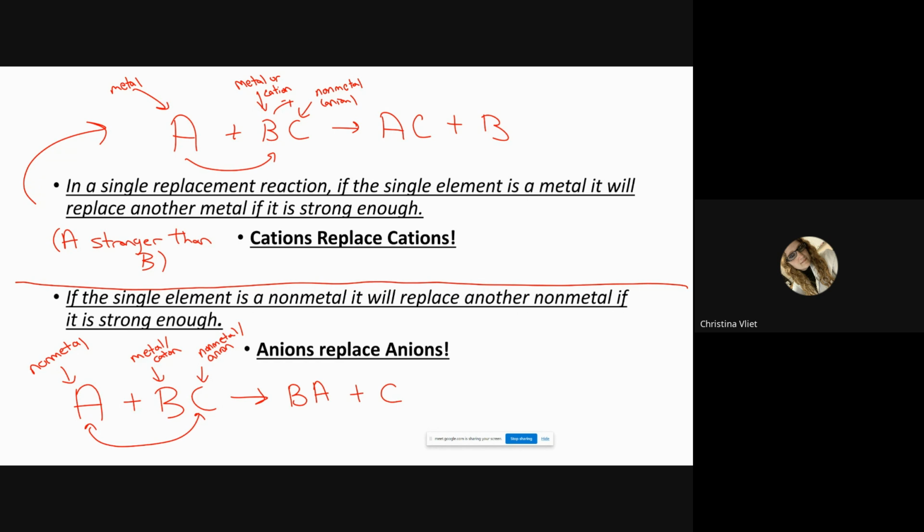And a non-metal can only kick another non-metal out if it is stronger once again. So A would have to be stronger than B. And we'll go over how we can make that prediction. I'll give you some time because this is the general outline of what's going to happen.